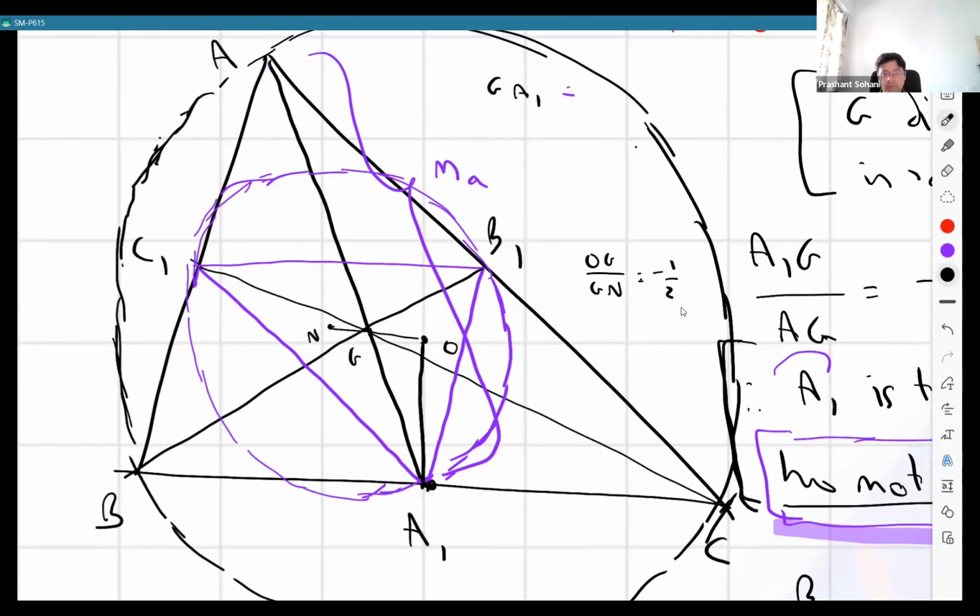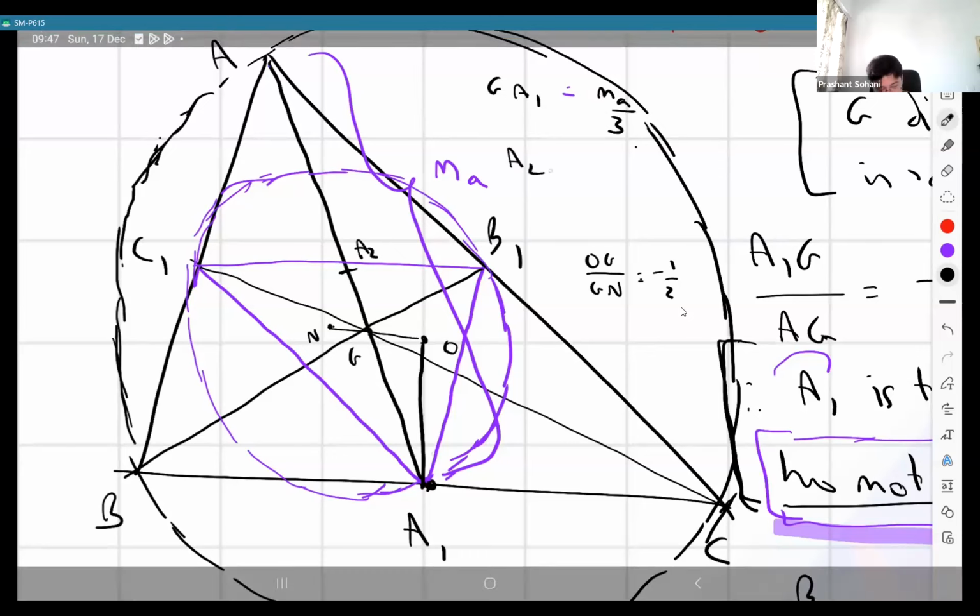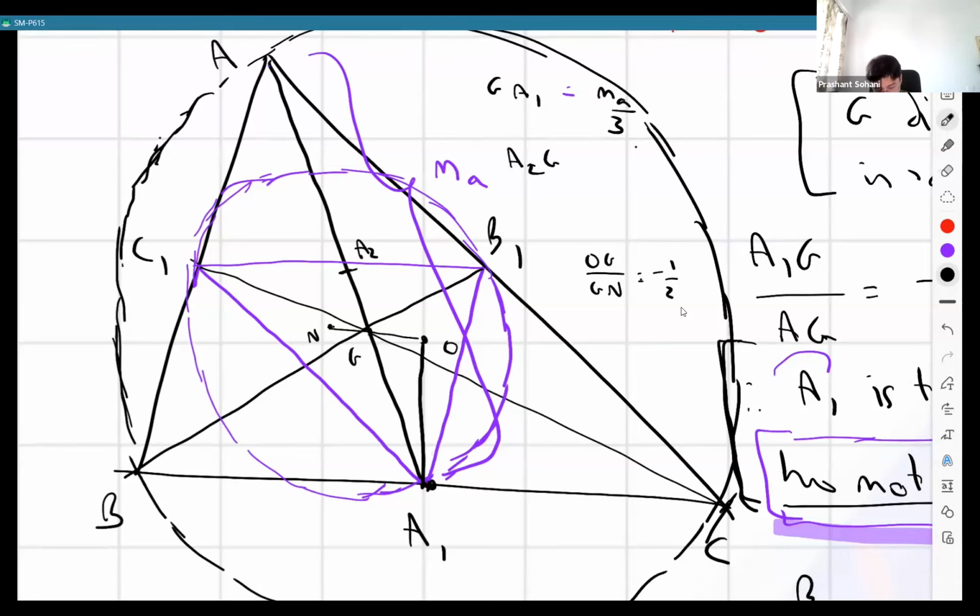GA1 will be one third of the median, right? Because G is dividing the median in the ratio 2 is to 1. So GA1 has to be one third of the median. And now through G, if I apply the homothety again, wherever I get A2, wherever that A2 lies after the transformation, we know that GA2 upon GA1 has to be the ratio minus half.